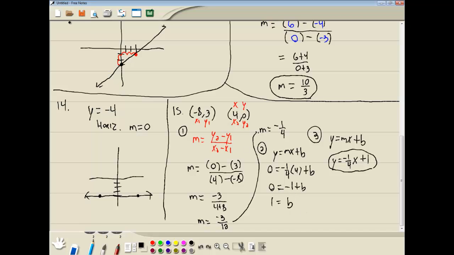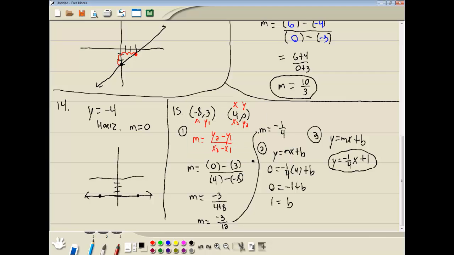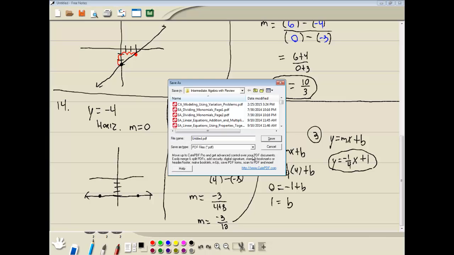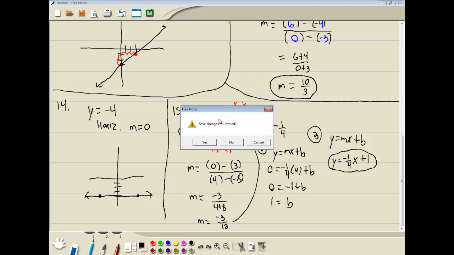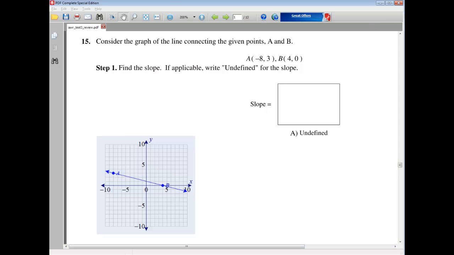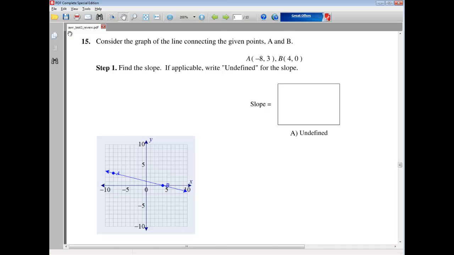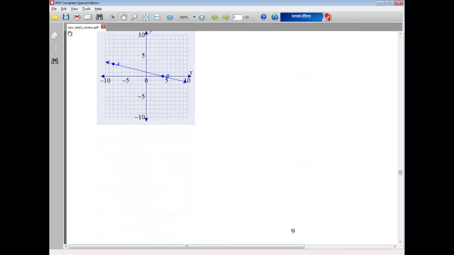Let me save this and start a new page. Okay, so we got 16. Let's see what 16 says.